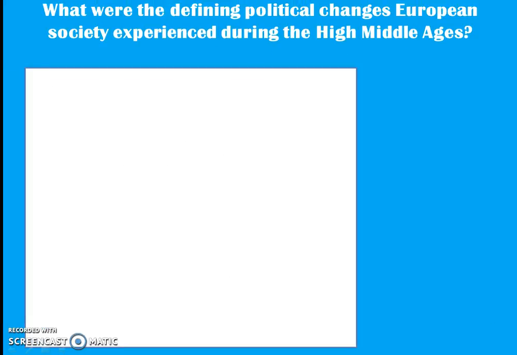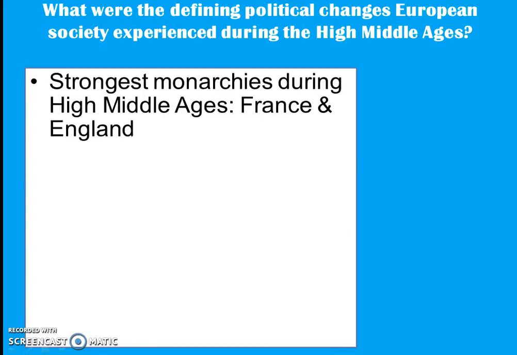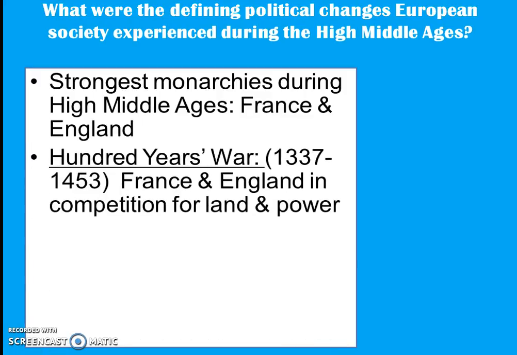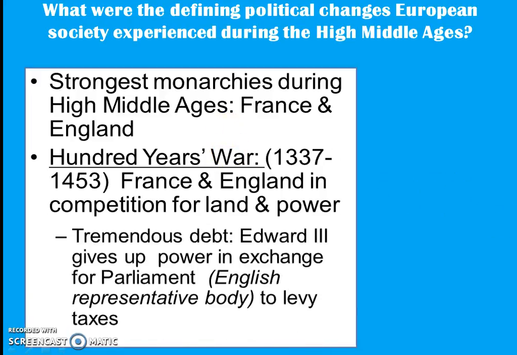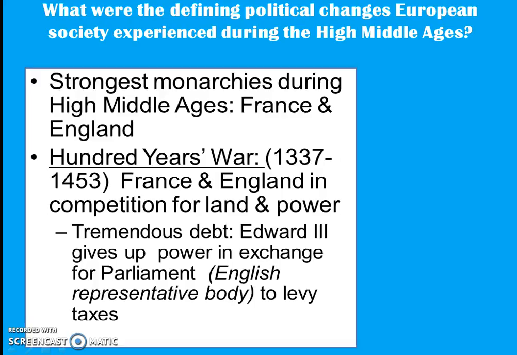So keep in mind the Magna Carta places some limitations, but for the most part, the king's power is very powerful. The strongest monarchies during the High Middle Ages were France and England. And because of that map I showed you before, the 100 Years' War commences. It's actually more than 100 years that France and England are in competition for land and power. And this puts England in tremendous debt.